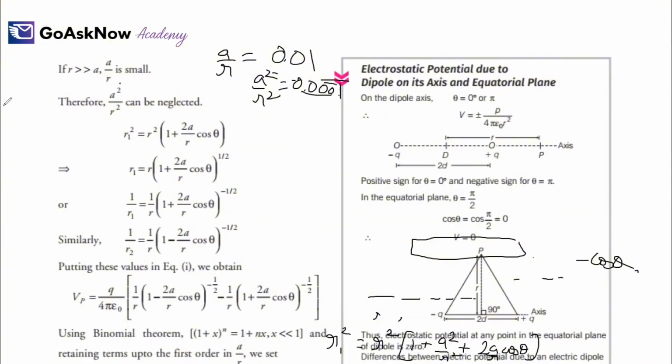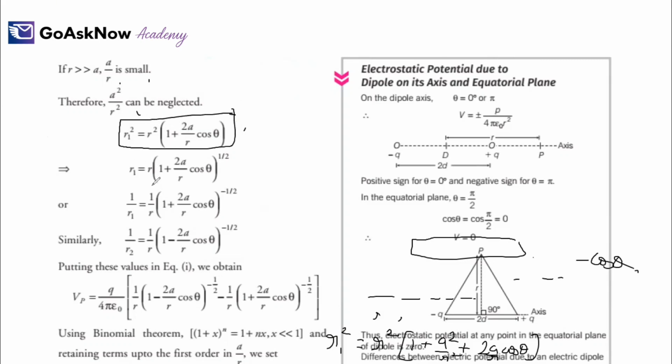After neglecting it, you have R1 square equal to small r square into 1 plus 2A by R cos theta, because the A square by R square term is neglected. So you are getting this expression. R1 is equal to R into 1 plus 2A by R cos theta to the power half. And 1 by small r1 is equal to 1 by small r into 1 plus 2A by R cos theta to the power minus half.